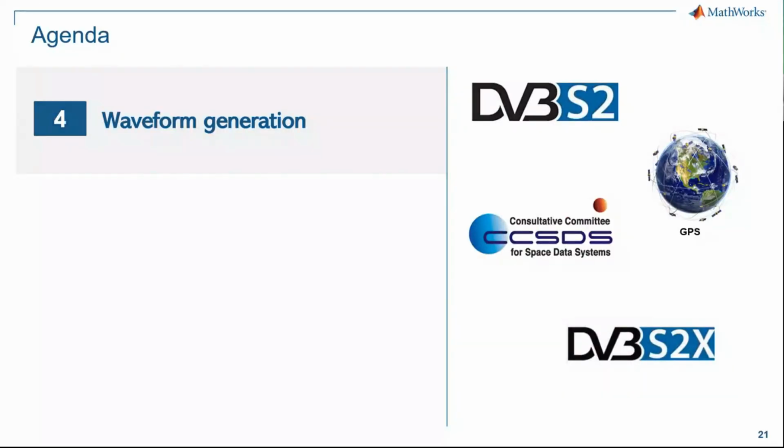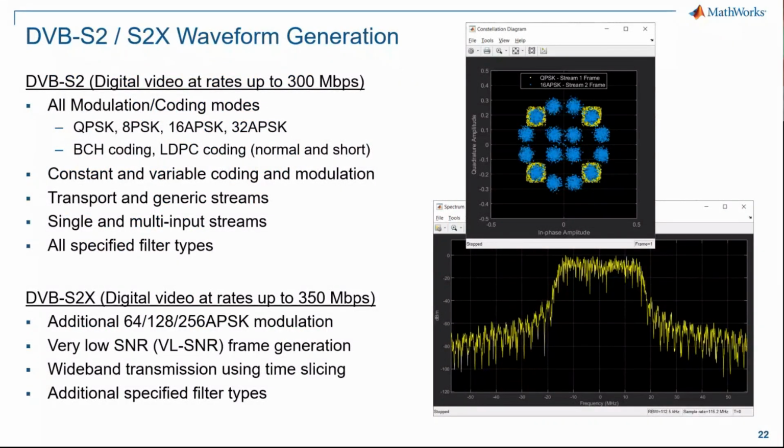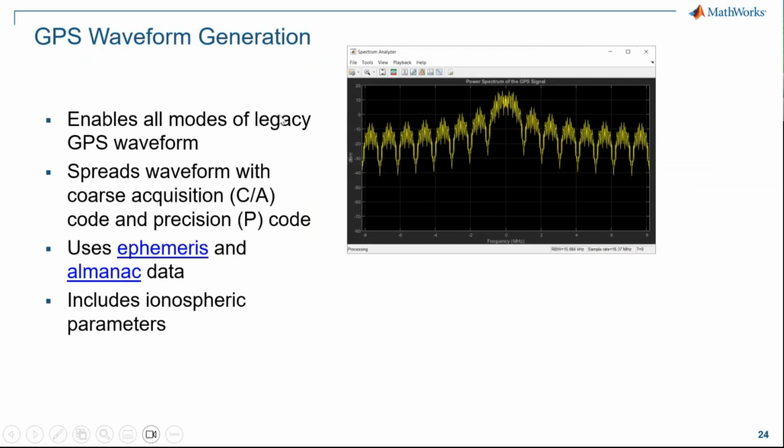Waveform generation. Again, just to give you an overview, I've been mentioning DVB-S2. We've been starting with DVB-S2. The goal for us is to make sure that we can provide all the waveforms for TX and RX, including all the different capabilities, so that you can run your simulation easily. So the DVB-S2 waveforms are there, GPS is there.